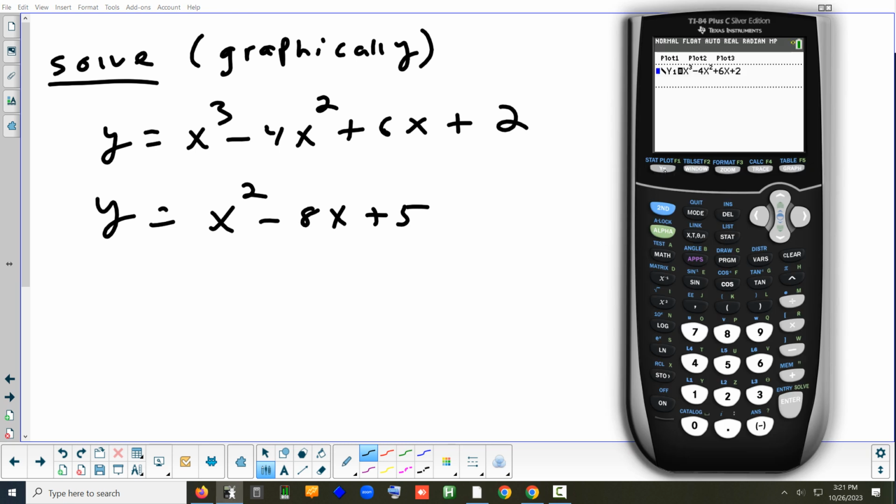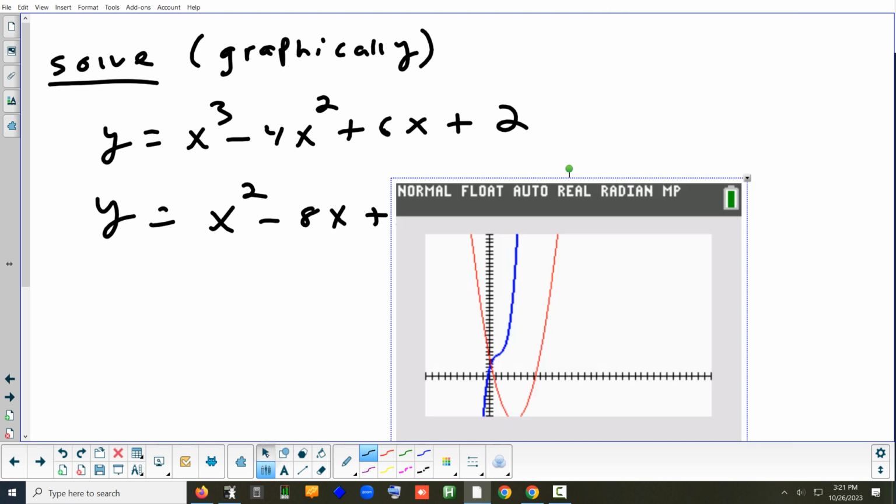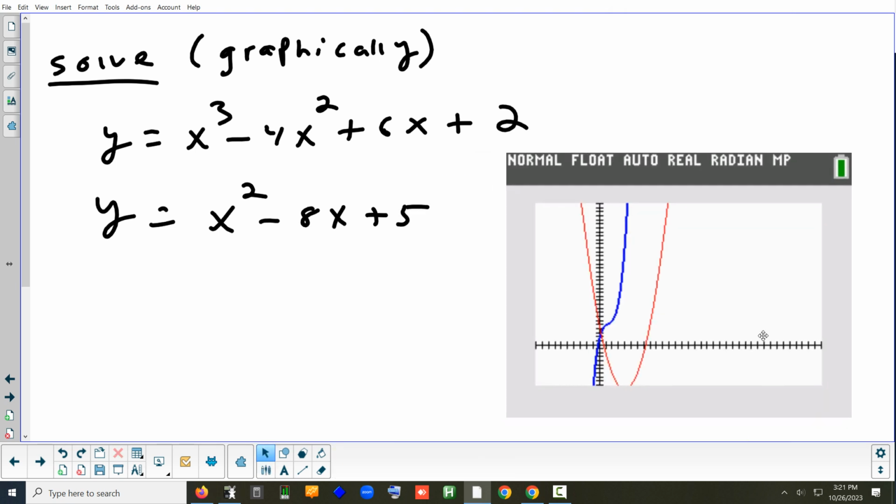So I already have them typed in into y1 and y2. And when we graph them, what are we going to be looking for? Where they intersect. So there's the graph of what they look like. Now I can't see the bottom of the parabola, but do you think that the bottom is going to intersect that blue curve? No. So we don't really need to see anything else.